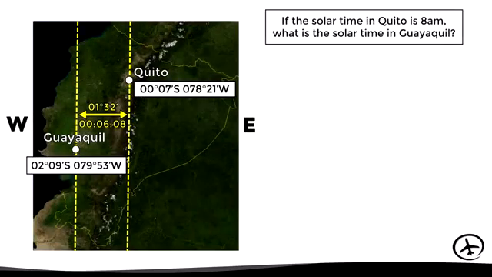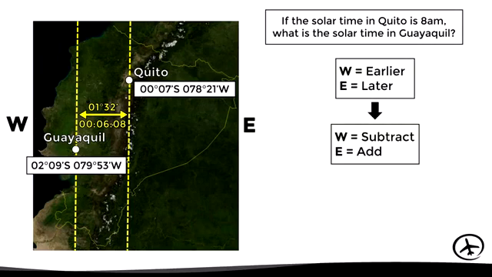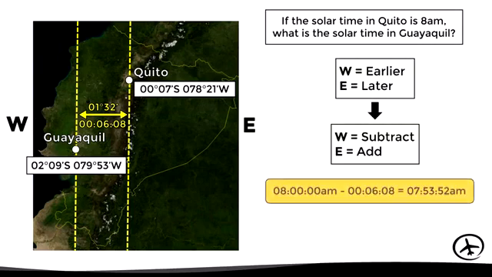So this implies that if, for example, the solar time in Quito is 8 a.m., we must subtract the time difference, since Guayaquil is to the west, obtaining the current solar time of 7 a.m. 53 minutes and 52 seconds. As we can infer, having time differences between nearby cities is a big problem to establish schedules and coordinate operations, so in order to standardize the same time in a certain area, time zones were created.